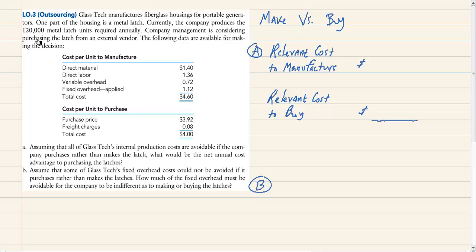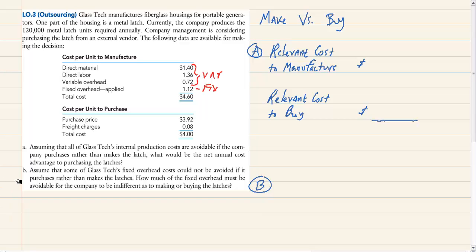It says we need 120,000 of these things, and we're given the cost to manufacture per unit. And a lot of these are going to be variable. So I'm just going to kind of make a note here. The direct material, the direct labor, and the variable overhead are all going to be variable. And that's an important point to make for this problem. We have a cost per unit to purchase that we've been quoted, and we've got our variable cost, and we have one fixed cost right there. So the question is, should we continue to make this product or should we get it from somewhere else?